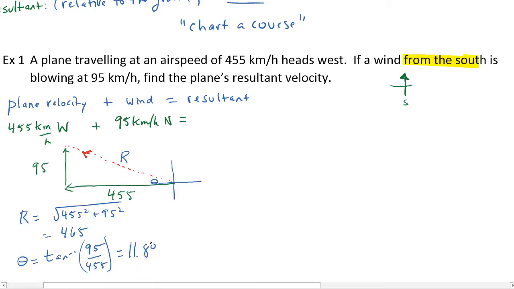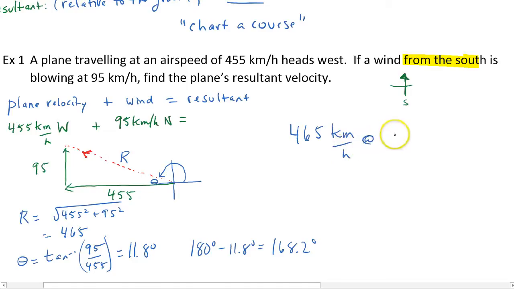Now I should still convert that into counterclockwise from east. When I'm thinking about that, it's going to go like this, right? And so my direction will actually be 180 minus that. So 180 degrees minus 11.8 degrees will equal 168.2 degrees. So I end up with an answer of 465 kilometers per hour at 168.2 degrees. Actually, sometimes I like having that 11.8.